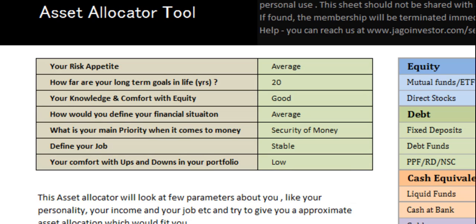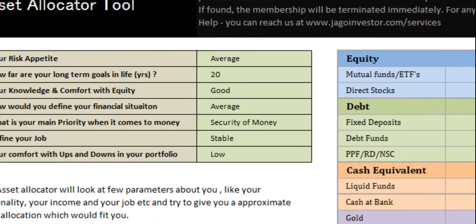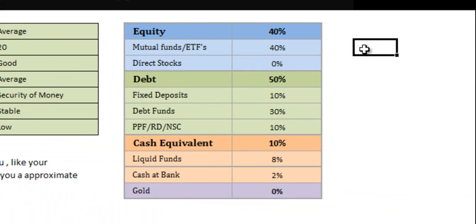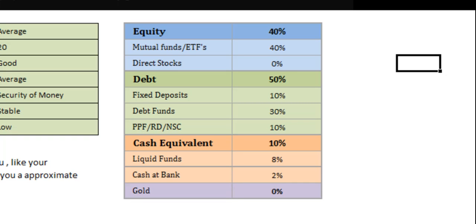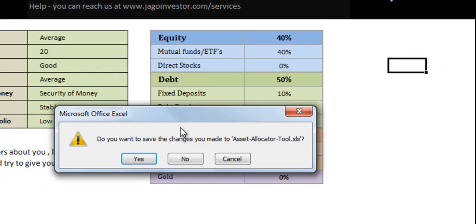Given this scenario, it will show you that this can be your ideal composition. Equity can be 40%, debt products can be 50%, and cash equivalent can be 10%. And then there is a sub demarcation, like in equity where you can invest how much, and in debt products how much can be the composition. So this is how the asset allocator tool works. Just download it and start playing with it. You will get hold of it. So I'll save it now.